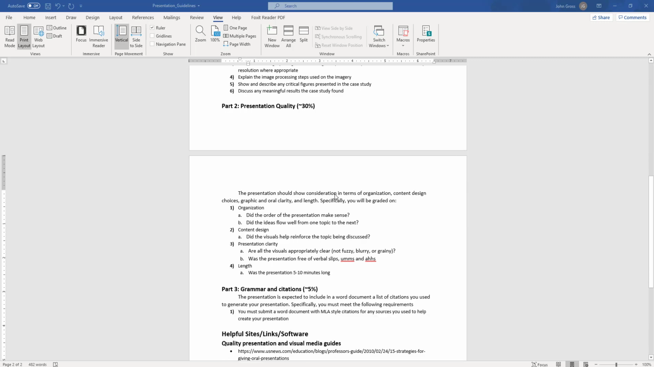Next part, presentation quality. So presentation quality. This is basically, does the presentation make sense? Is it accurate? Do you have a good structure to it? Do you flow through, hey, this is the overall idea, this is the data, this is what they did, and this is what they found? That's a good logical flow.